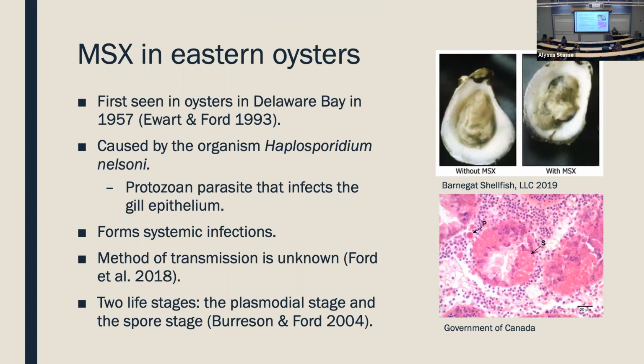Right now, they don't know the method of transmission. Ford in 2018 tested tens of thousands of different intermediate hosts and couldn't find any of that. They think the spore stage has something to do with it, but there was not enough information to definitively tell if that is the reason that oysters are getting this disease.